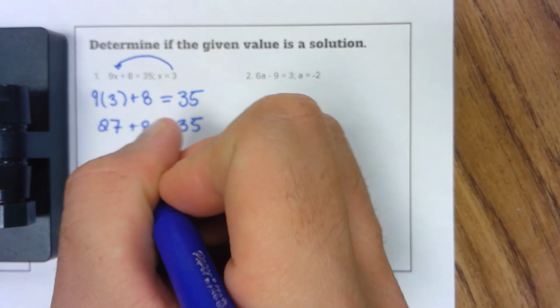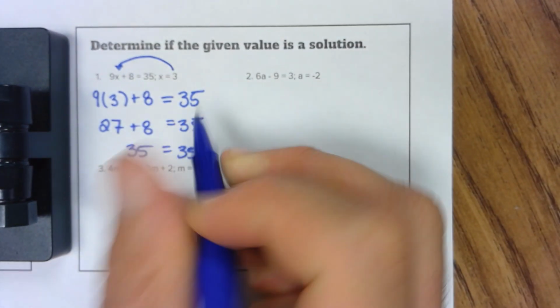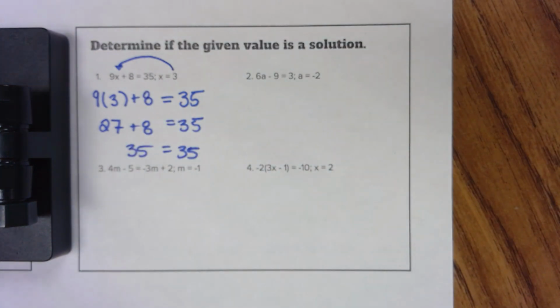27 plus 8 is 35. Notice the work here. For those of you in here that aren't showing work, because you're like, this is easy, I can do it in my head. Today is your day to practice showing work. As easy as it might be.